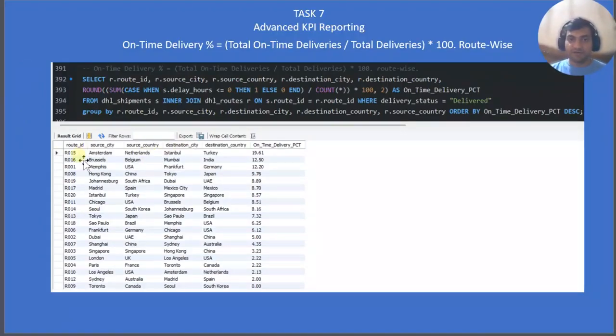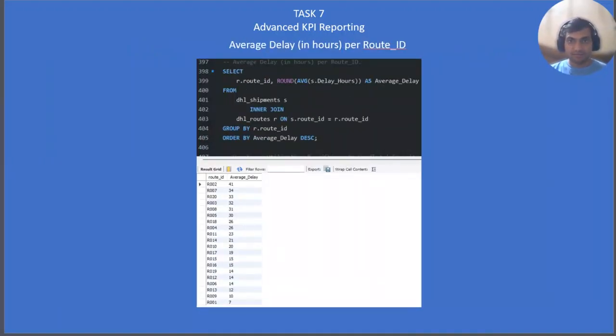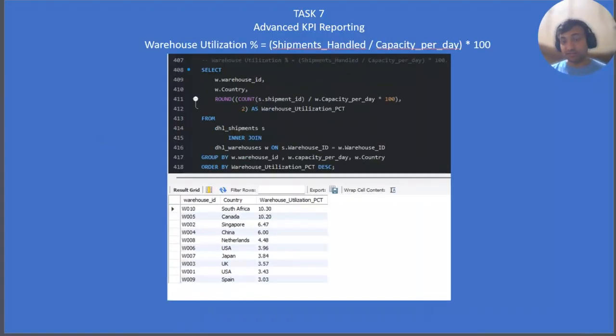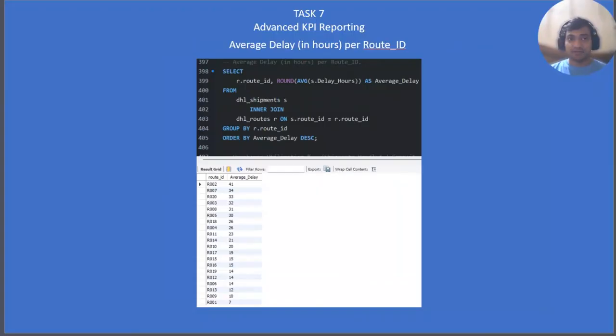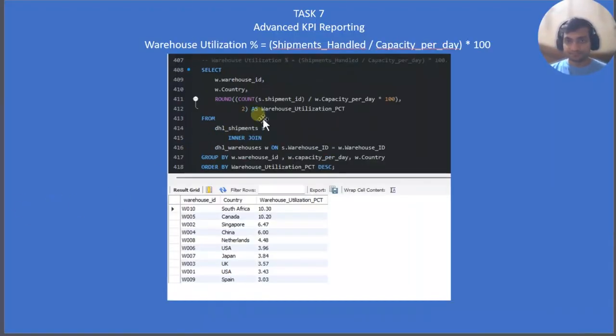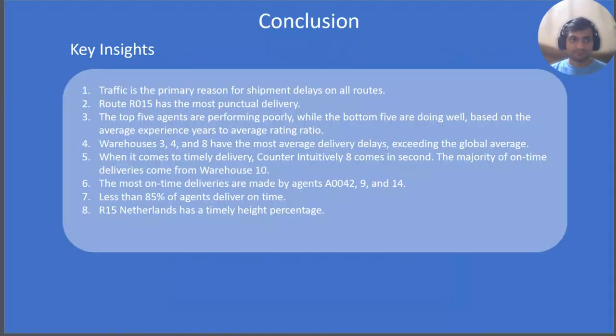Like, we know the country and the route, so we know the exact problematic cause there. Here is the average delay per route: Route 2. In the previous analysis we saw that Route 2 came up when we discussed average delay. And here is warehouse utilization. We can see the warehouse utilization percentage, how much of it is getting used.